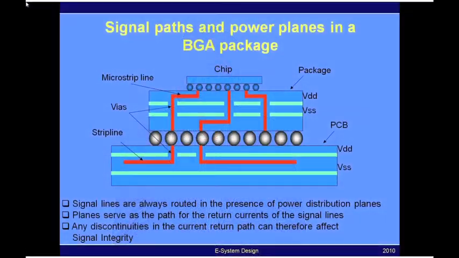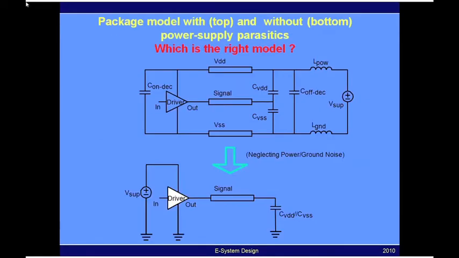So any kind of a discontinuity that you have in the current return path will always cause issues with the speed at which you are able to signal. And that is what we call the return path discontinuity. Let us say that we take this system and we want to construct a very simple SPICE circuit with it.